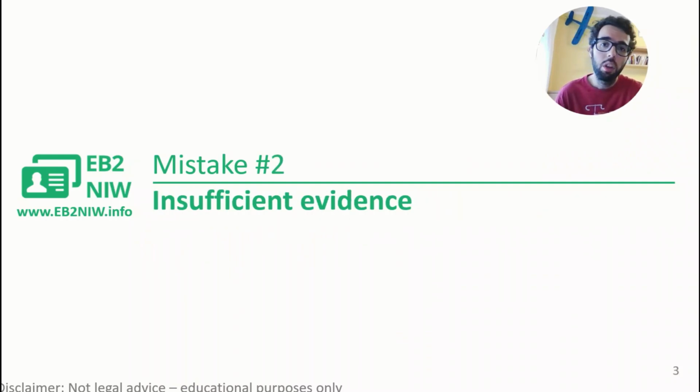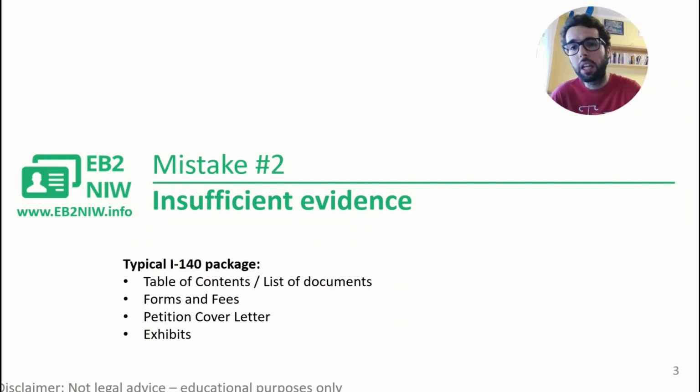Mistake number two is insufficient evidence. Remember that you not only have to fill out a form, you have to provide evidence that you fulfill the requirements for this green card category. In this green card category, you're asking the government to waive the job offer requirement that is typical for employment-based green cards. So the typical I-140 package includes a table of contents, a list of documents.